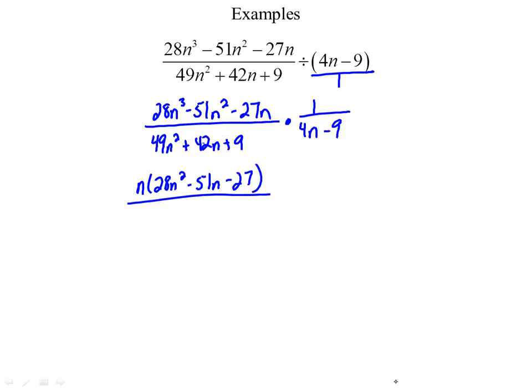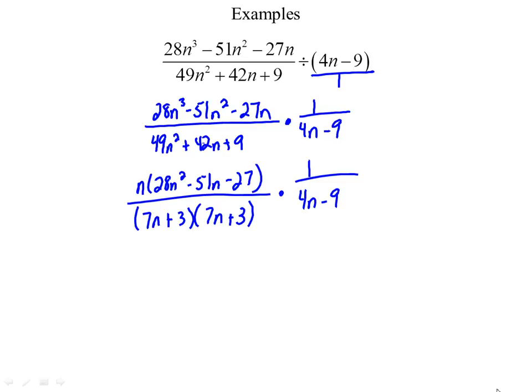So I am going to have to do the bottoms up, or however it is you factor. Now the bottom, that is a perfect square trinomial. So that's going to factor into 7n plus 3 times 7n plus 3 again. Times 1 over 4n minus 9.